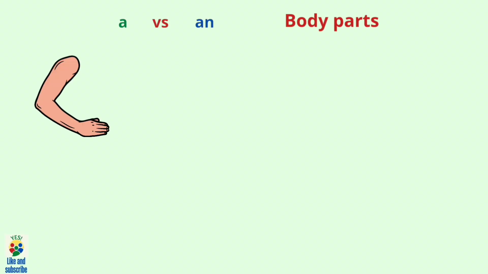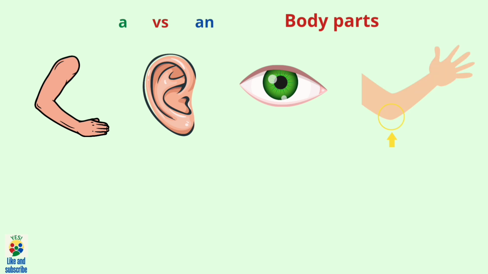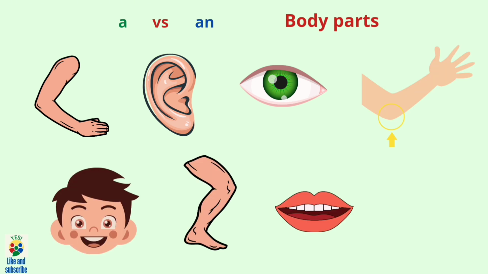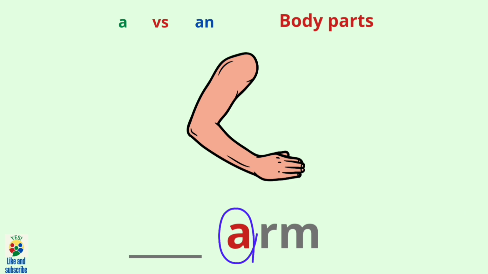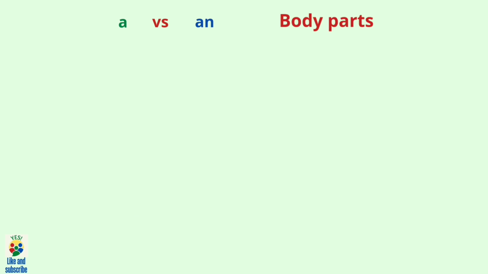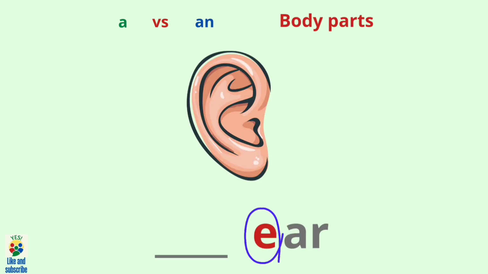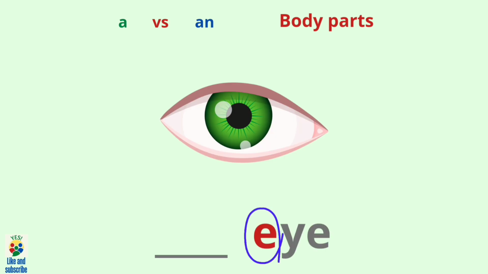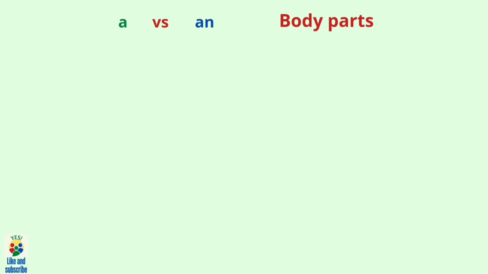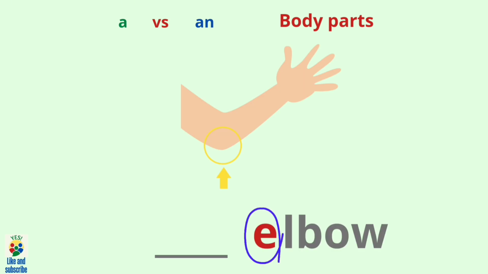A versus AN. Body parts. Arm, an arm. Ear, an ear. Eye, an eye. Elbow, an elbow.